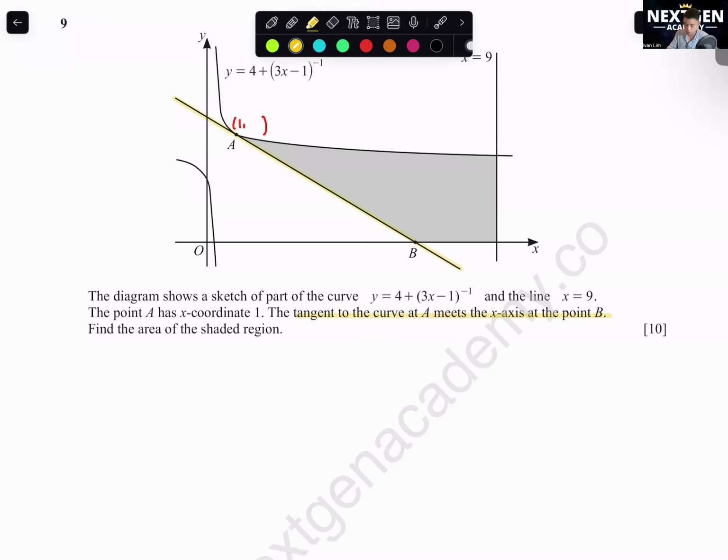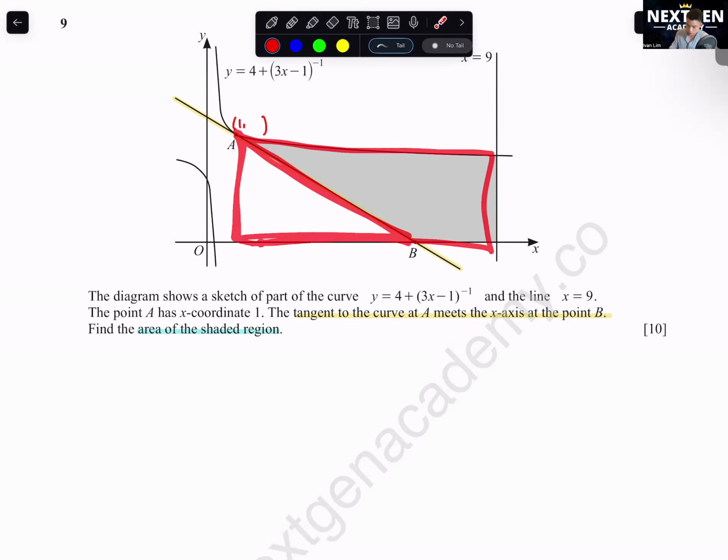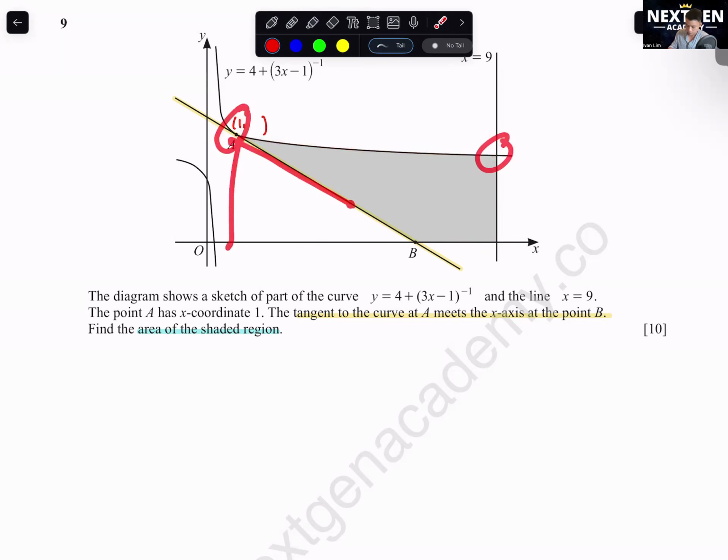So we need to think overall, what do we want to do first? Find the area of the shaded region. We want to take the area under the curve from this point 1 to 9, so I can integrate from 1 to 9, minus the area of this triangle. So let us find what is A and B first. I want to find what is point A and what is point B.